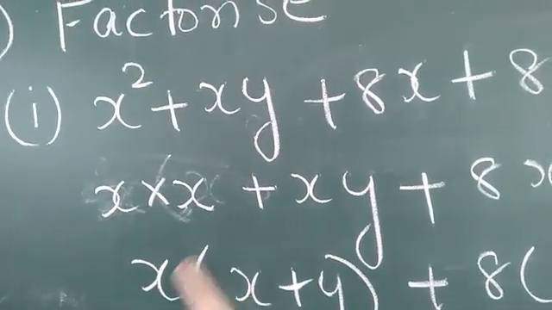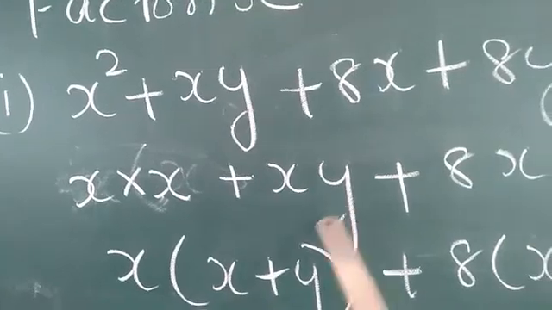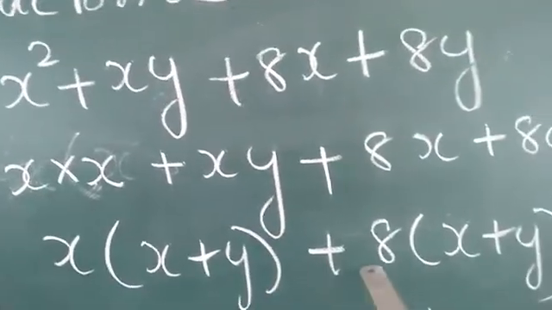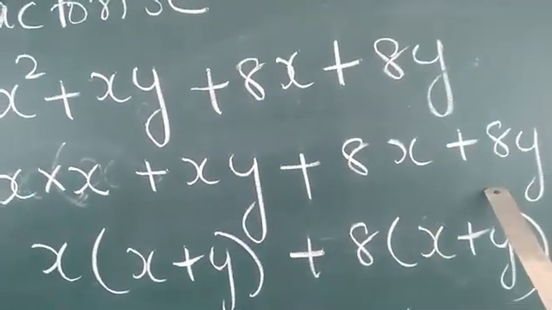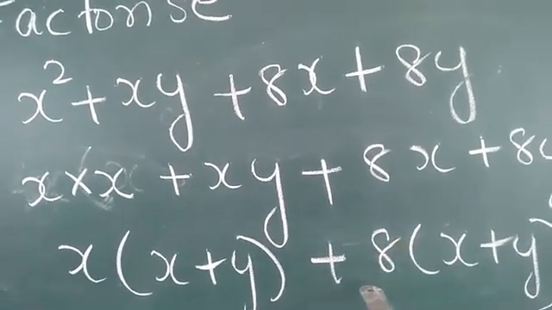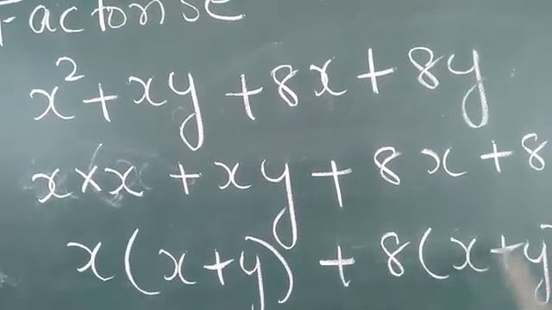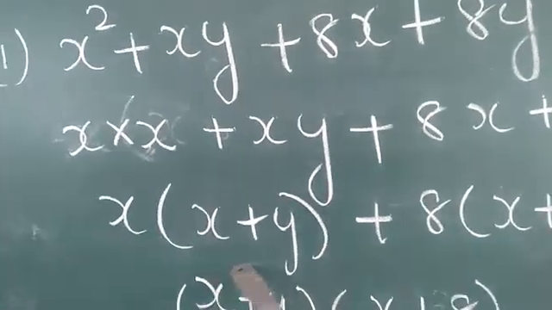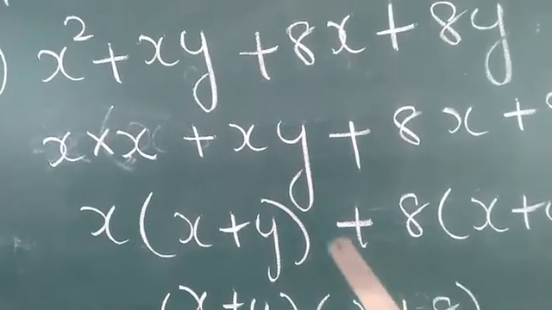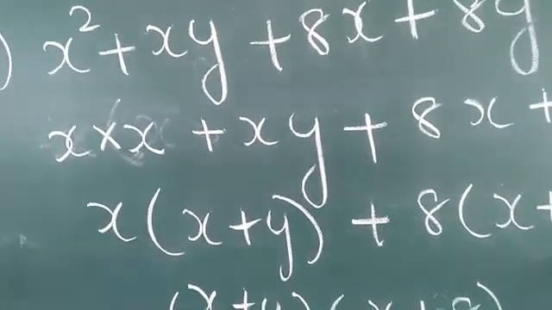So we can take x outside. x into x plus y. Next term 8x plus 8y. Common factor 8. So we can write 8 into x plus y. Now these are the two terms because only one plus is there separating these two terms.